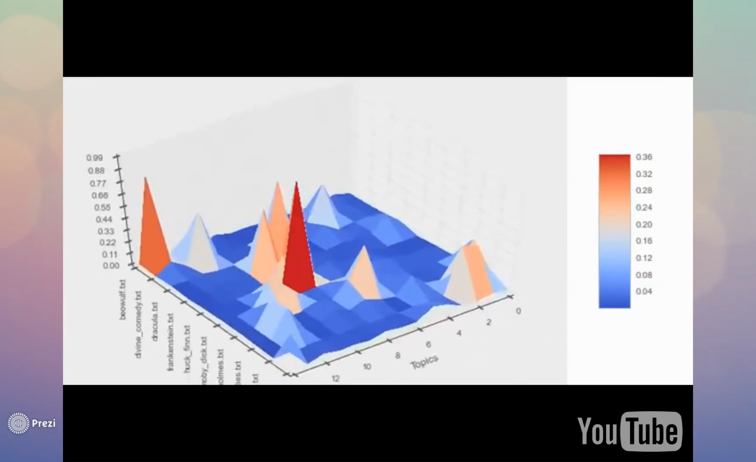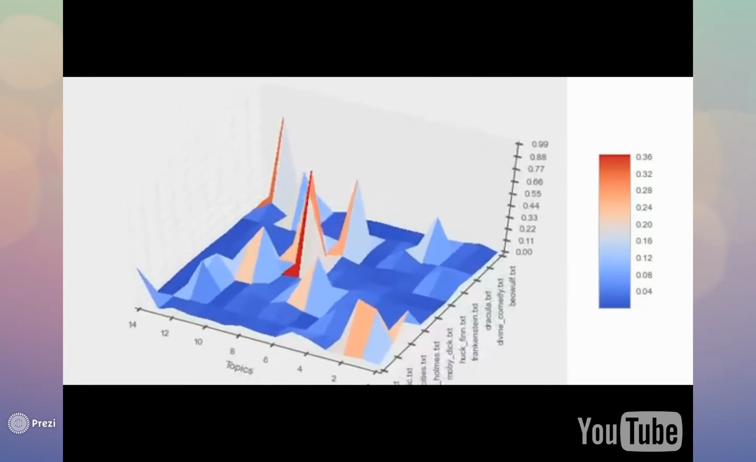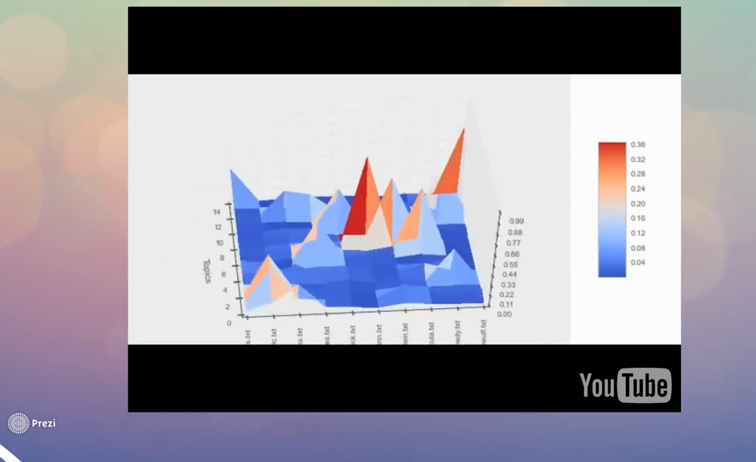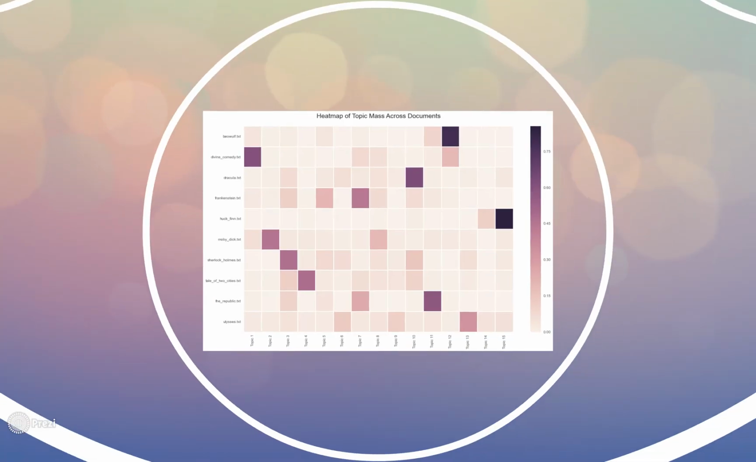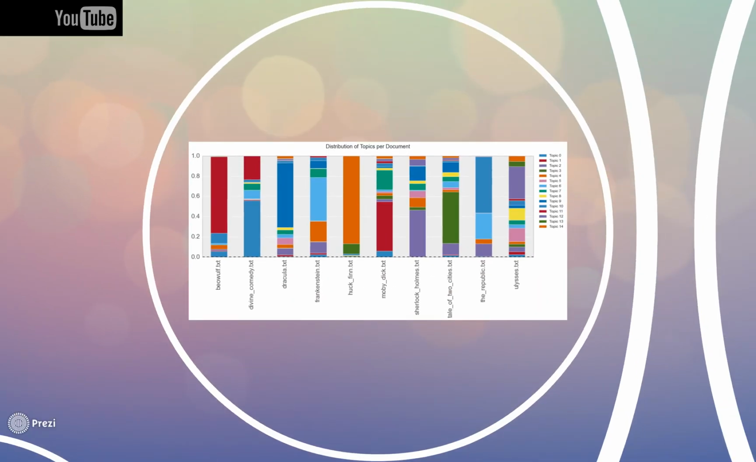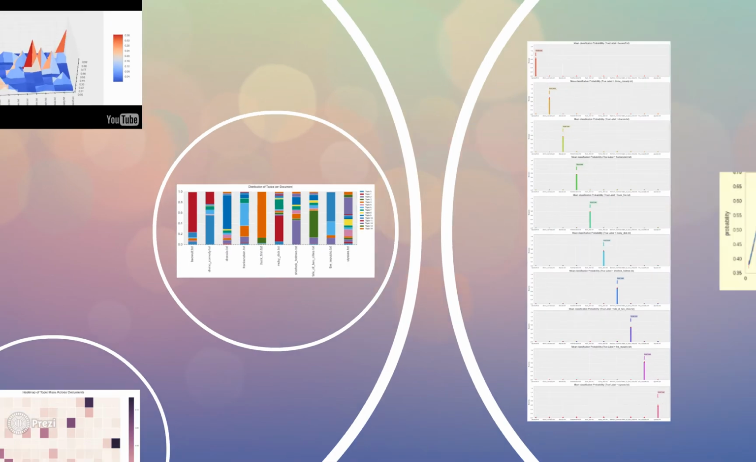So here's our surface plot of our topic landscape across documents. And this is a word cloud where the size of the words for these two sample topics corresponds to the importance, the probability mass within that topic. Moreover, we can visualize our distribution of topics as a heat map or even a stacked bar chart.